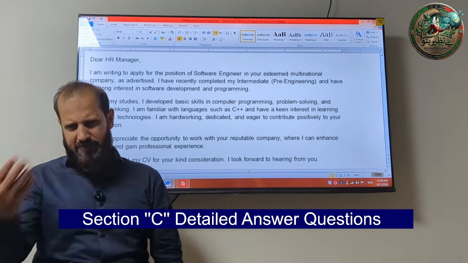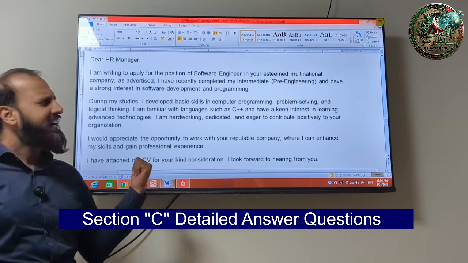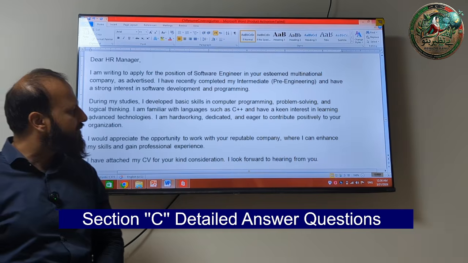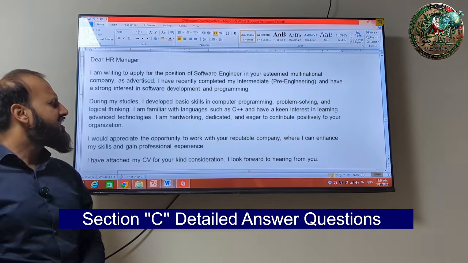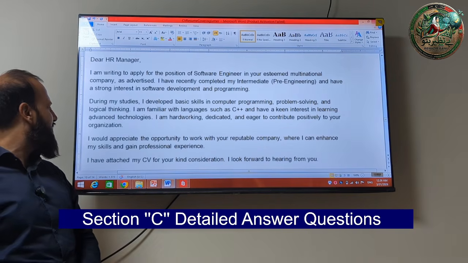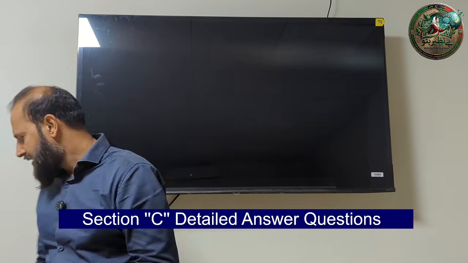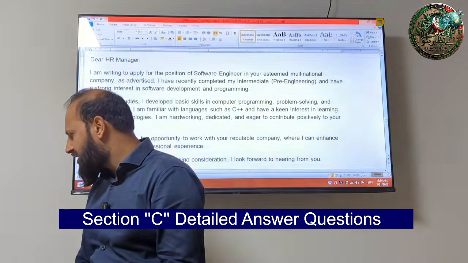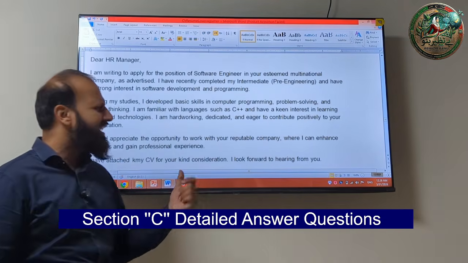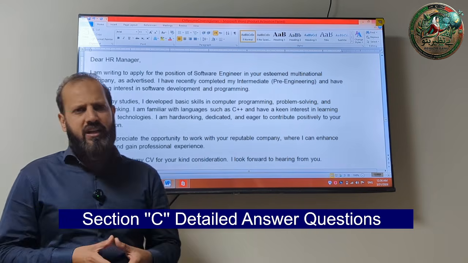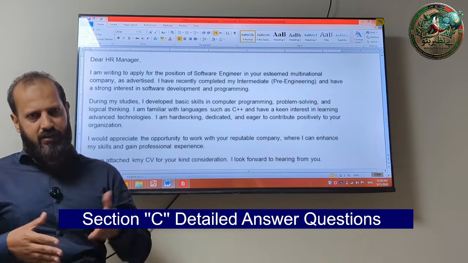उसके बाद वो क्लोजिंग नोट दे रहा है कि I would appreciate the opportunity to work with your reputable company, reputable, well known, सही है। तो ये जितनी भी नाम है रेपुटेबल, and where I can enhance my skills and gain professional experience. So this is the really simple covering letter, because today is our first class and this is our new topic today.